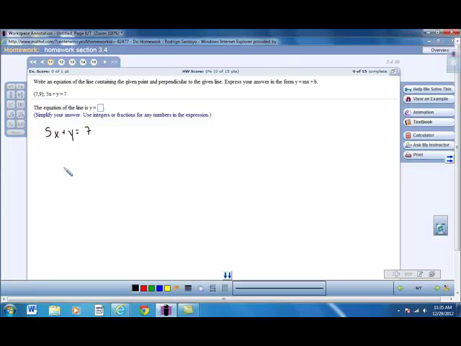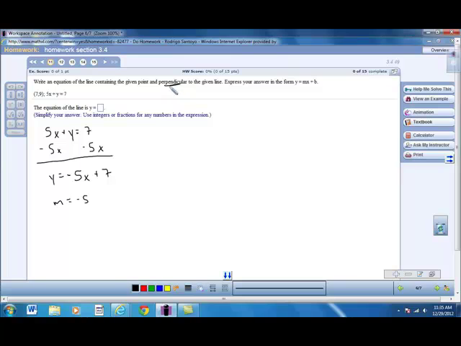So remember, to find what the slope is, we need to get y by itself. So I'm going to subtract 5x from both sides. We have y equals negative 5x plus 7. Make sure this is negative. So here we see our slope is negative 5.